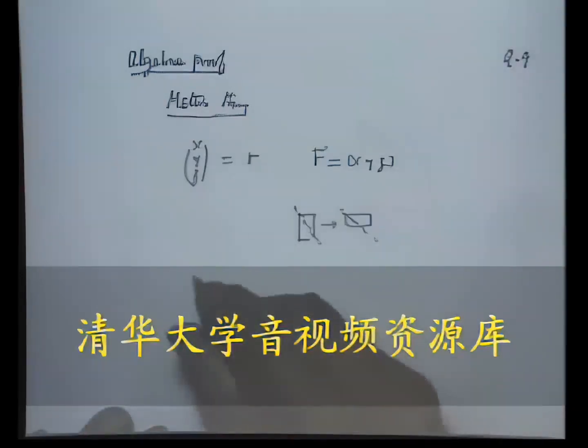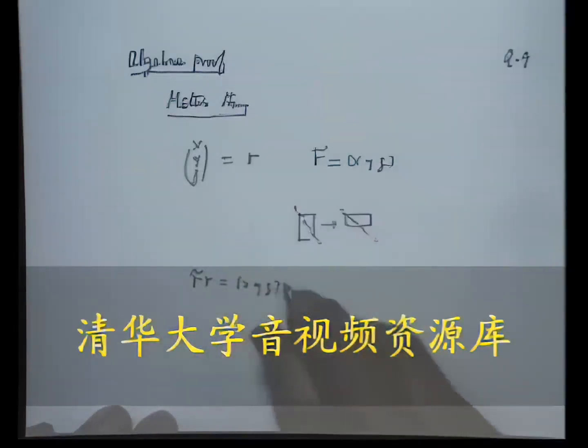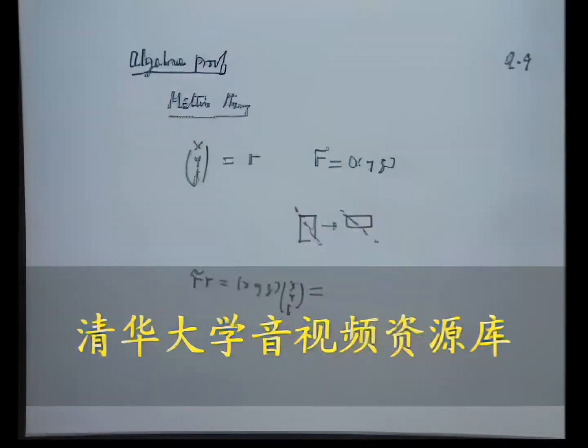So, what is R tilde R? R tilde R is (x, y, z) times (x, y, z) as a column. When you multiply two matrices, you just take this row and multiply with this column, so it becomes x squared plus y squared plus z squared.